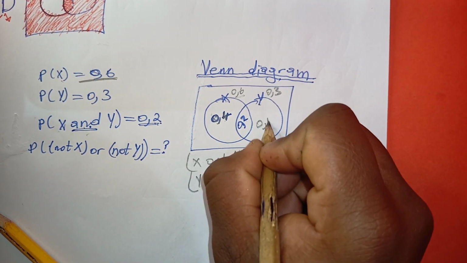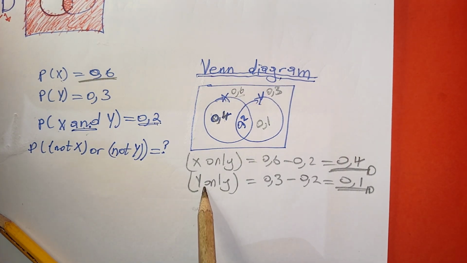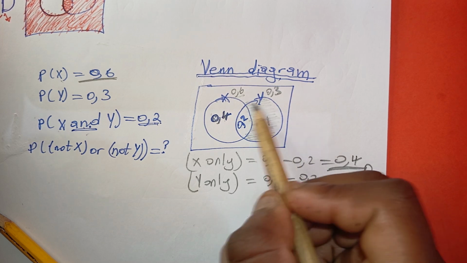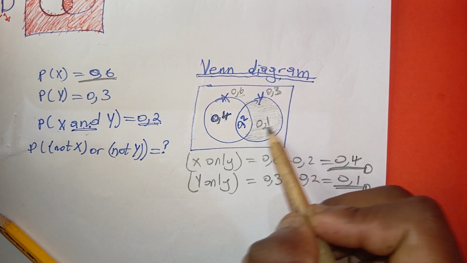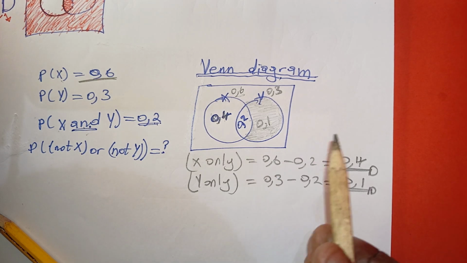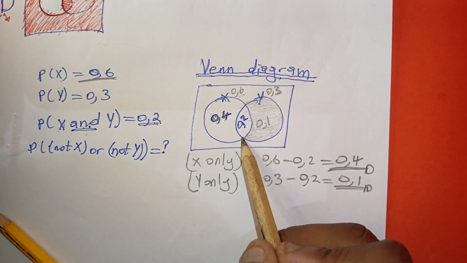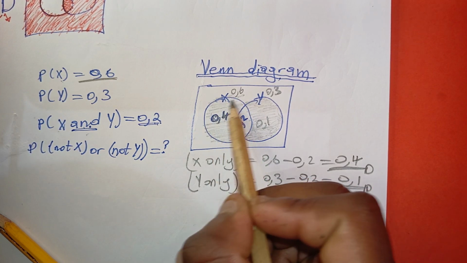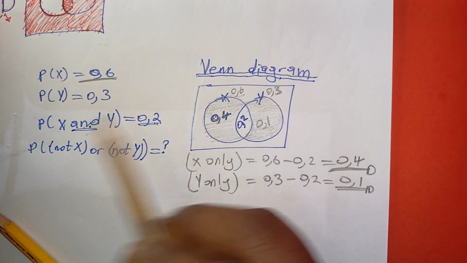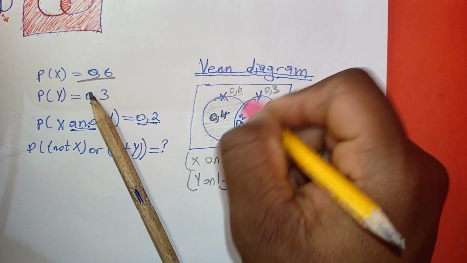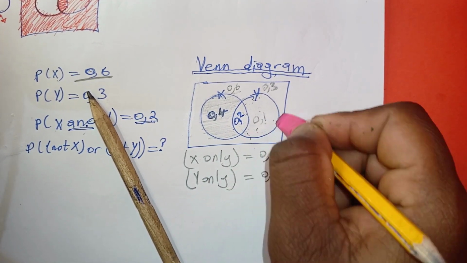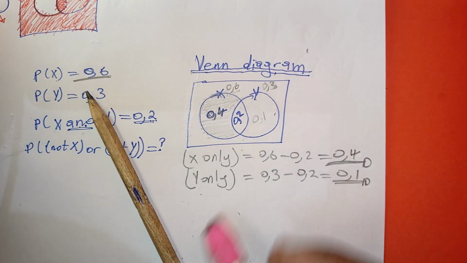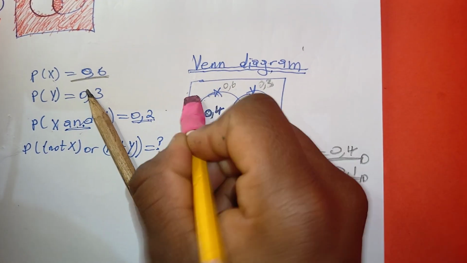So here it's 0,1. And now when I'm talking about y only, guys, I'm talking about this part. I don't include x. You see, this one is y only. And when I'm talking about x only, I'm talking about this part. I don't include y. I'm only referring to x. Even this one, let me erase it.